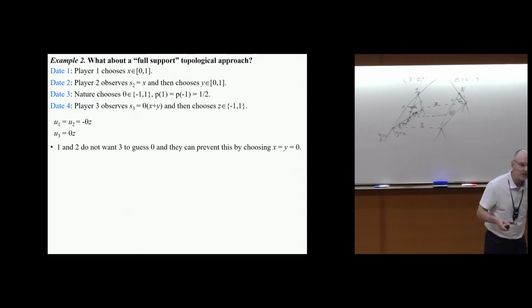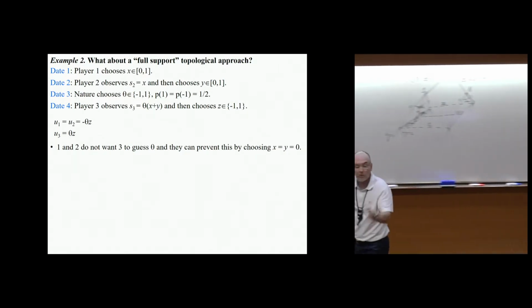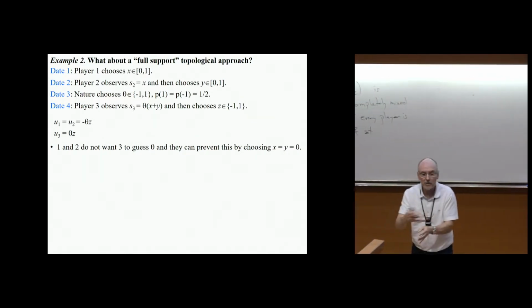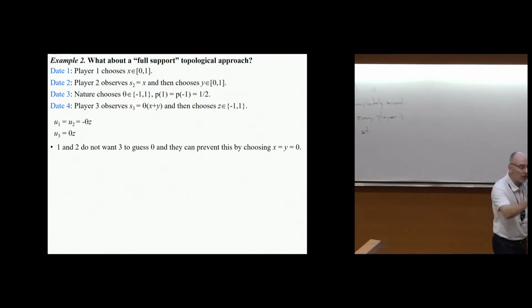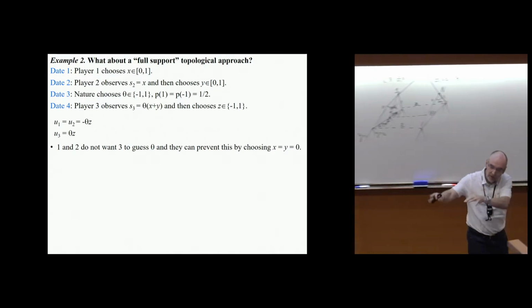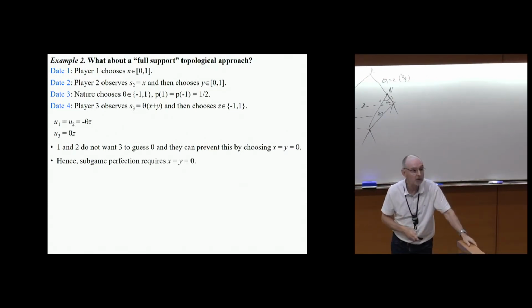Well, if I choose 0 and you choose 0, then she observes 0. And so she doesn't get any information about the sign of the state, and so she can't match the state. So you and I can prevent player 3 from matching the state if we both choose x equals y equals 0.